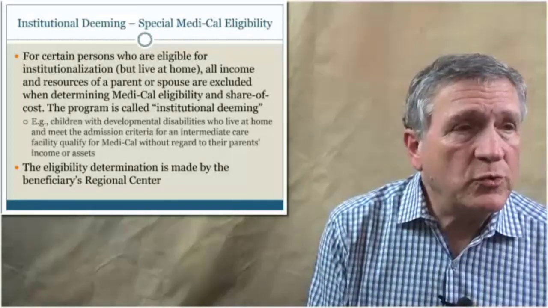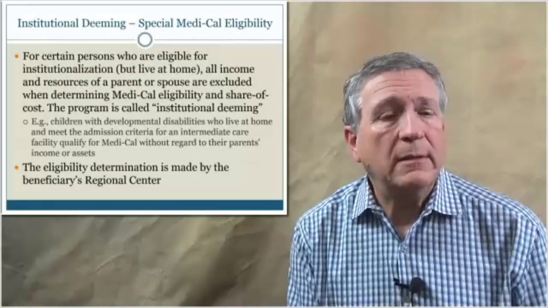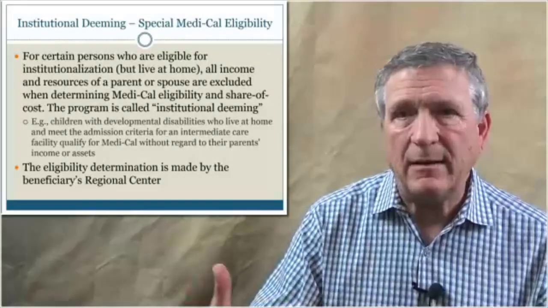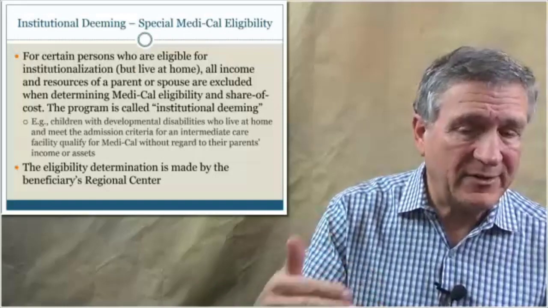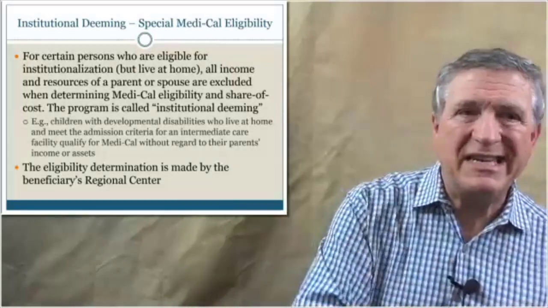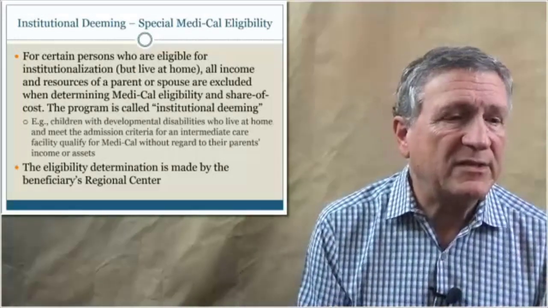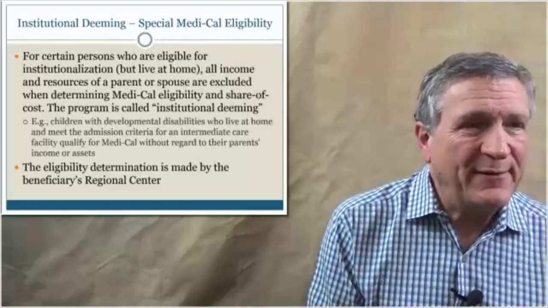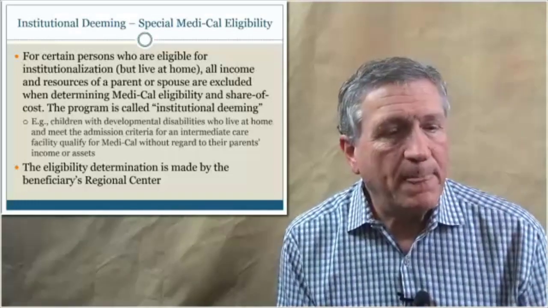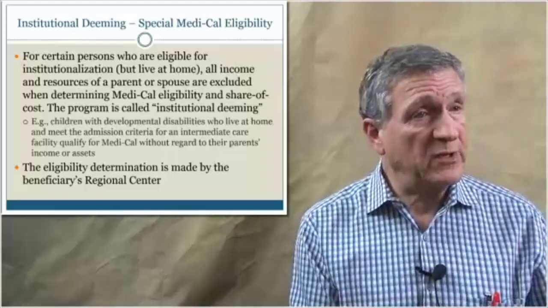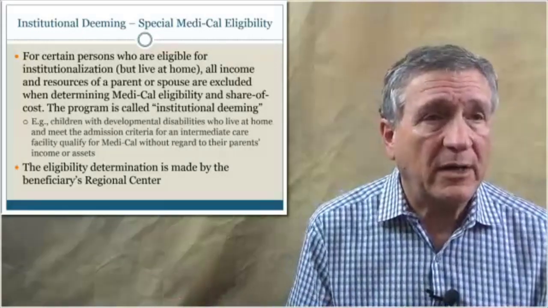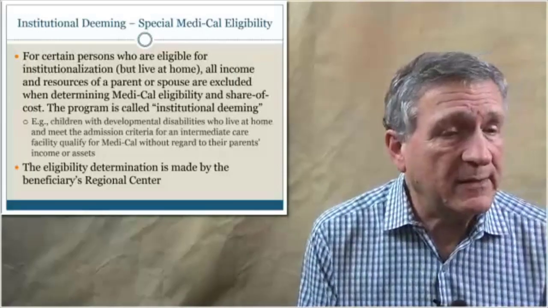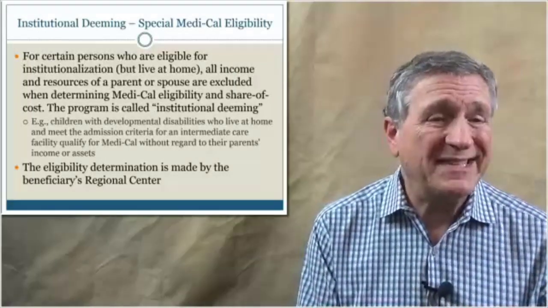So usually when a child is being considered for Medi-Cal, the parent's income and resources are deemed to the child. That means that if the family has more than about $3,000, if the family has a decent income, then that's going to be considered the resource and income of the child, and the child's not going to be eligible for Medi-Cal. So there's a process through the regional center under what's called the DDS waiver.